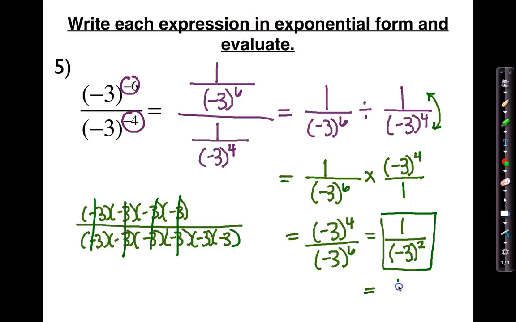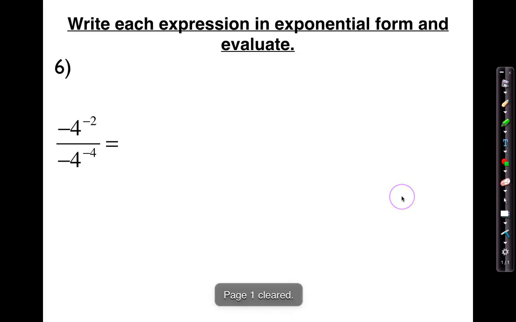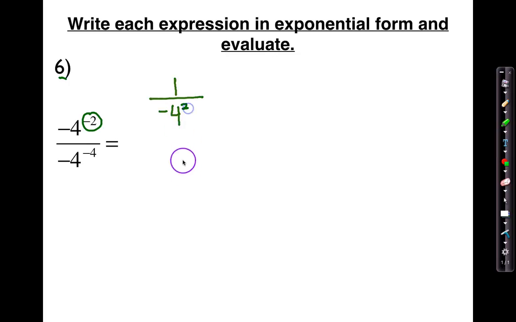So my answer would be 1 over +9. Why positive, not negative? Because a -3 times a -3 is a +9. Okay. So let's try one last example, and then I'm going to have you try some on your own. For number 6, here it's the opposite of 4 to the -2nd. Since it's a negative exponent, I'm going to do repeated division. So that's 1 over the opposite of 4 squared.